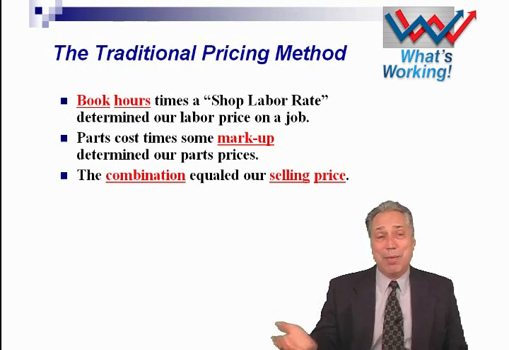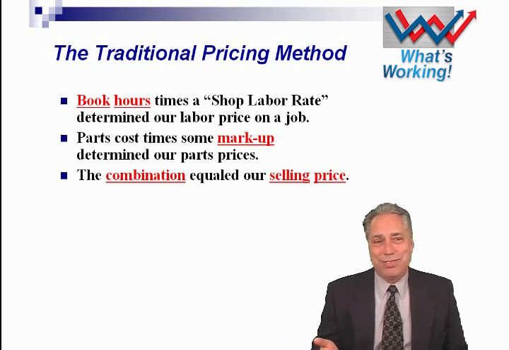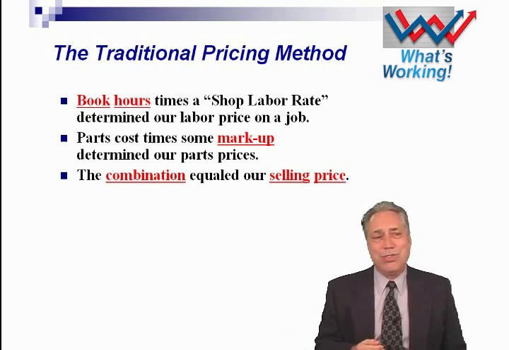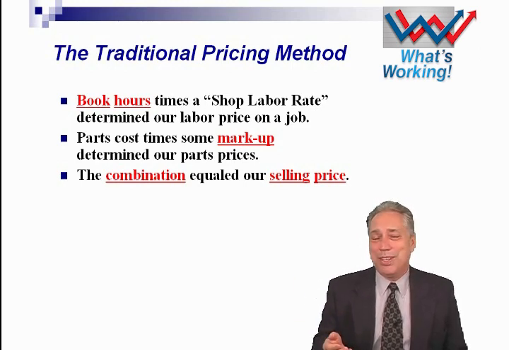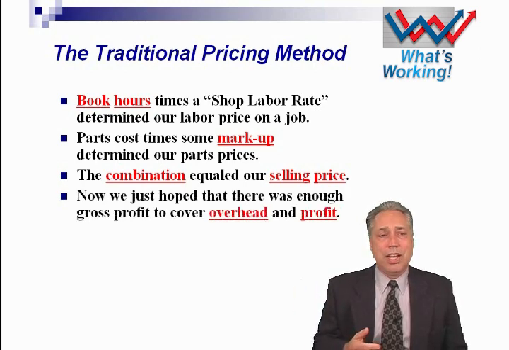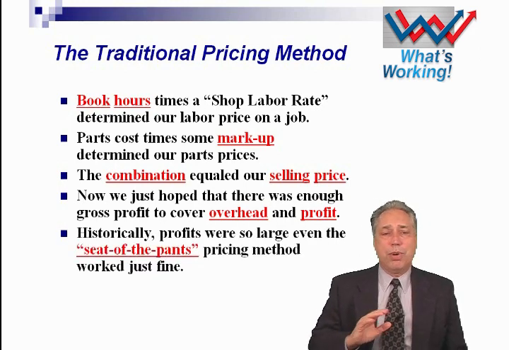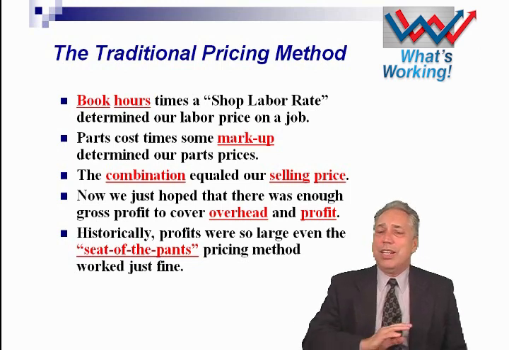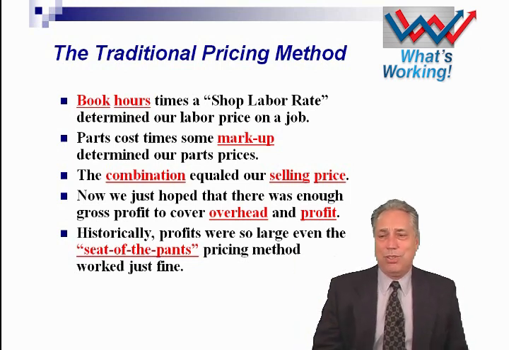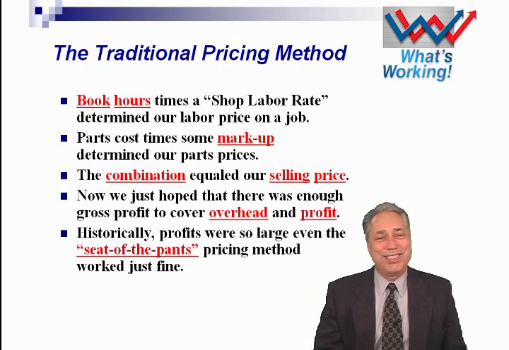And that was only a combination of all the jobs. We wouldn't know on a job-by-job basis if we were profitable. We'd know if we charged more than what the parts cost. That was pretty obvious. But did we have enough to cover all the other costs? Then we just hoped that there was enough money to cover overhead and profit. Historically, profits were so large that even our seat-of-the-pants pricing methods worked just fine for us.